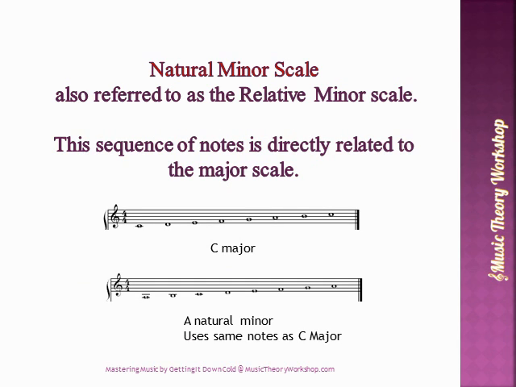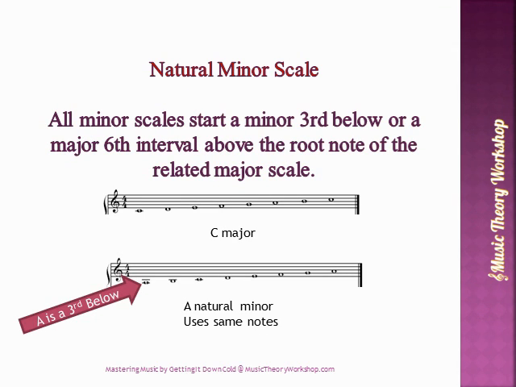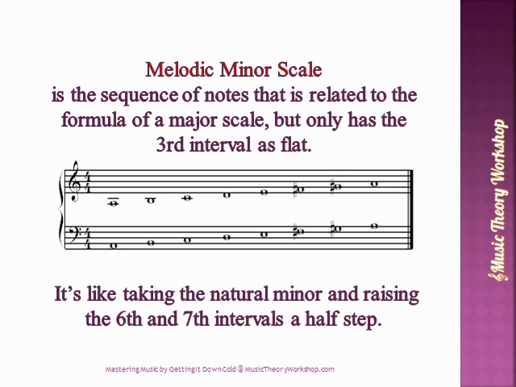The natural minor scale, also referred to as the relative minor scale. This sequence of notes is directly related to the major scale. All minor scales start on a minor third below or a major sixth interval above the root note of a related major scale. In this case, the C major scale will have a related A minor scale. It's a third below the C.